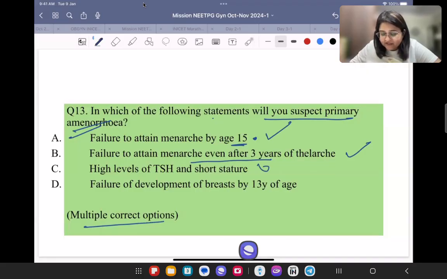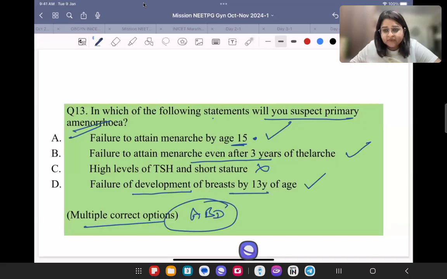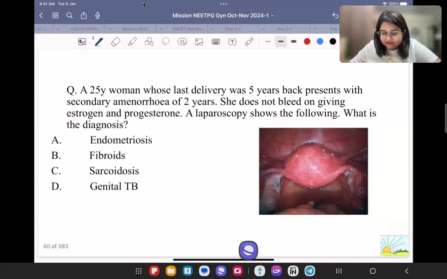High level of TSH and short stature is not a definition of primary amenorrhea. Okay. Failure of development of breasts by 13 years of age again becomes a definition. So A, B, and D are your primary amenorrhea के proper definitions. Okay. This was your NEET PG morning session.